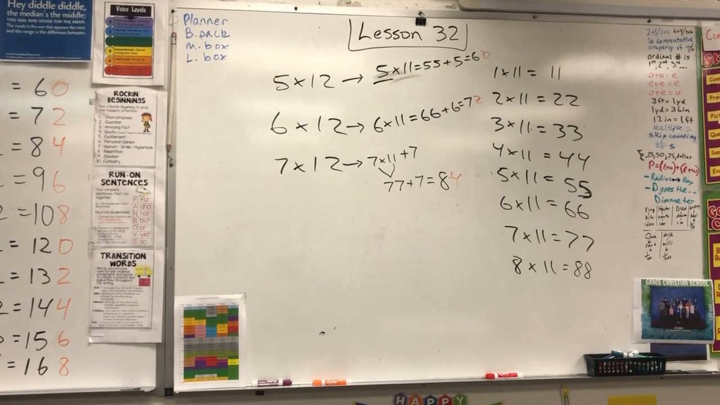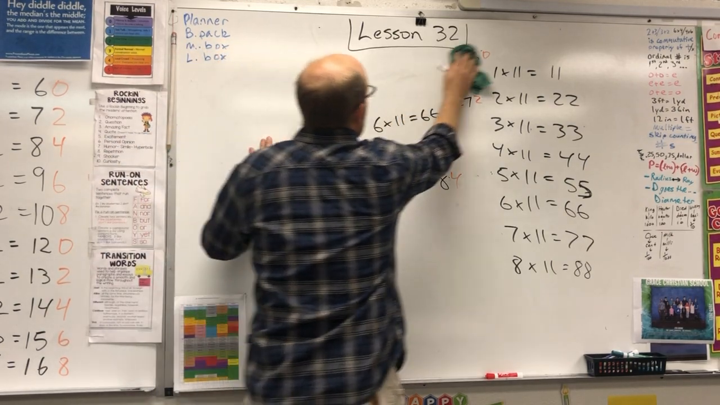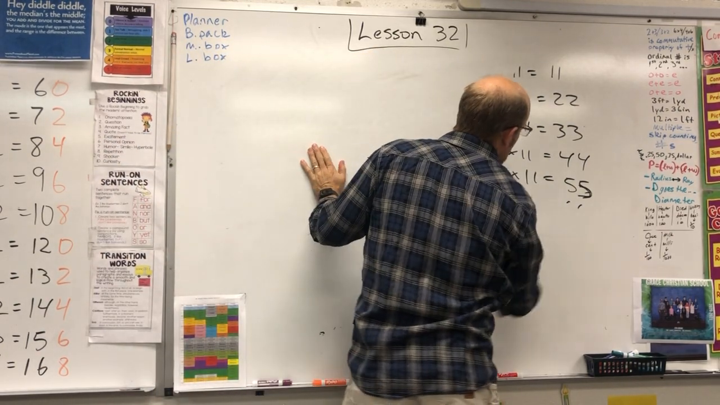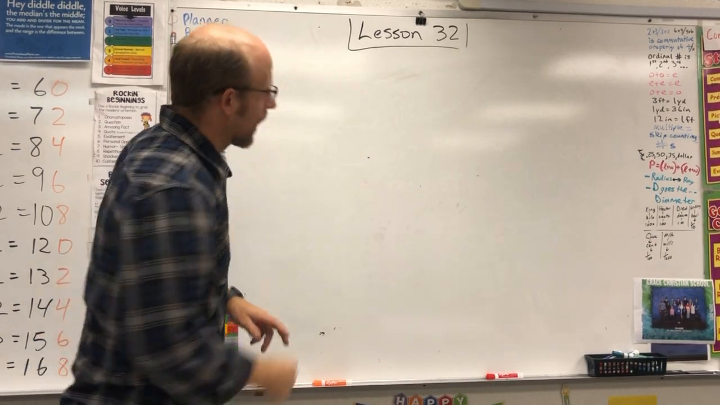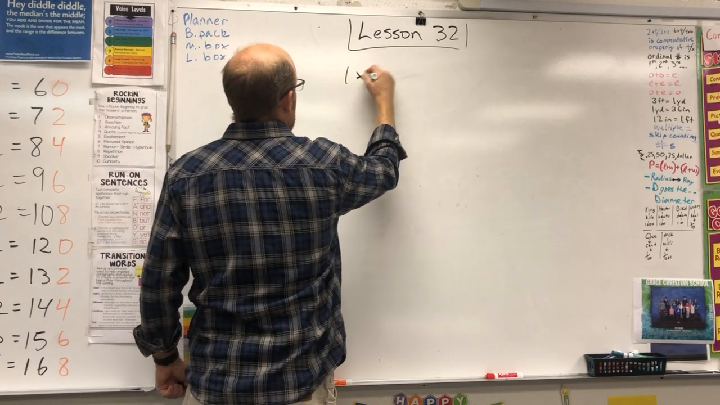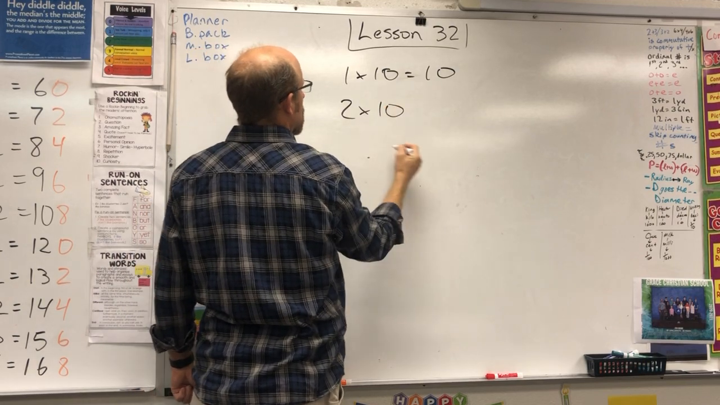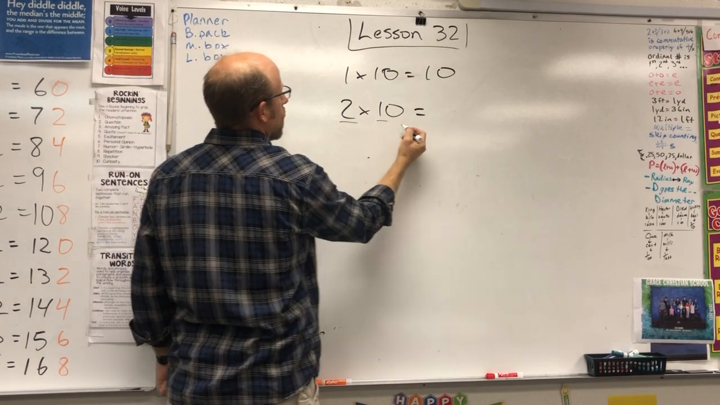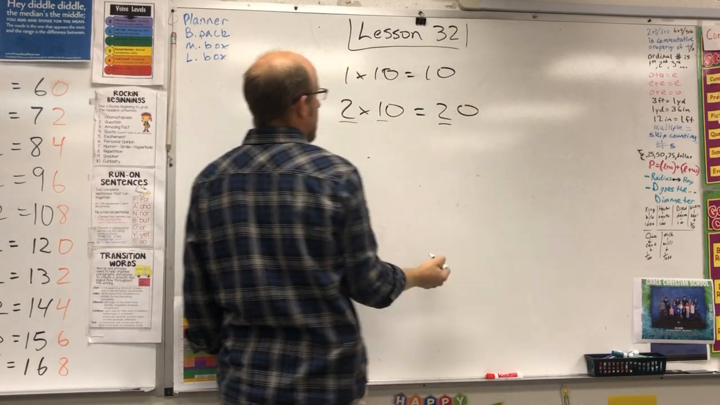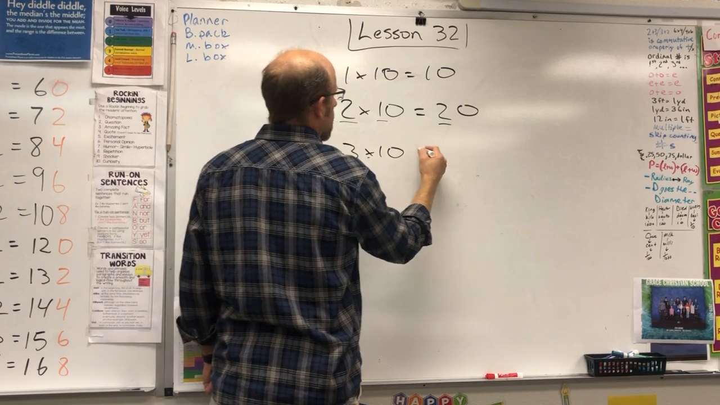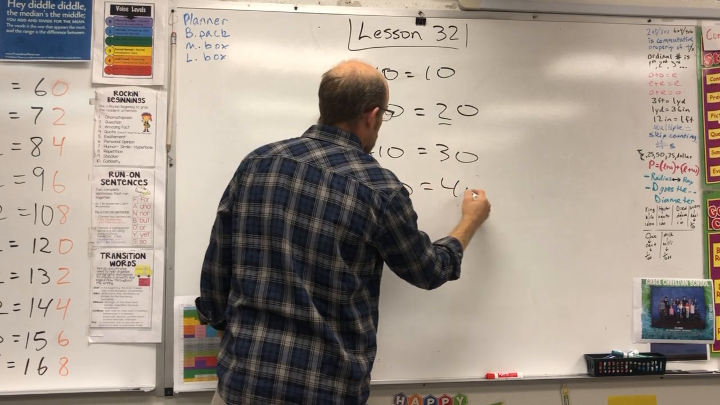So we've done 12s, we've done 11s, and we've done 9s. All that's left is 10. So if we do the 10s, 1 times 10 equals 10. 2 times 10 equals, we take the 2 times the 1 equals 2, and then add our 0, 20. 3 times 10 equals 30. 4 times 10 equals 40.